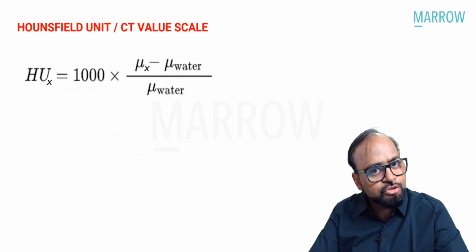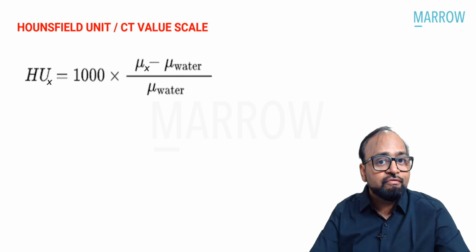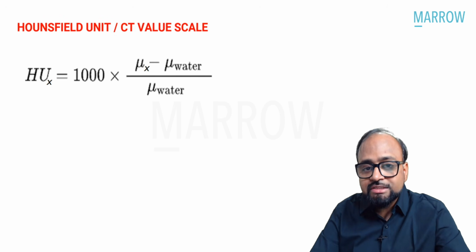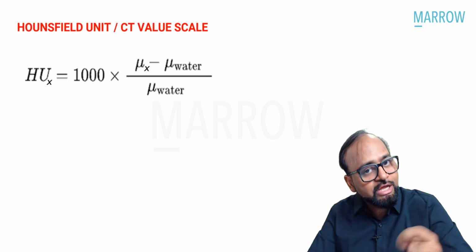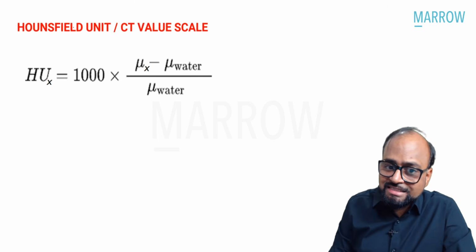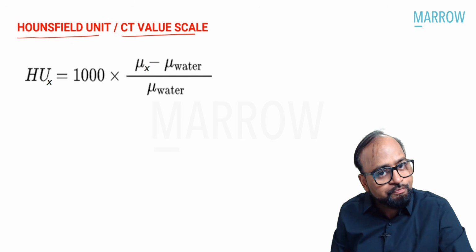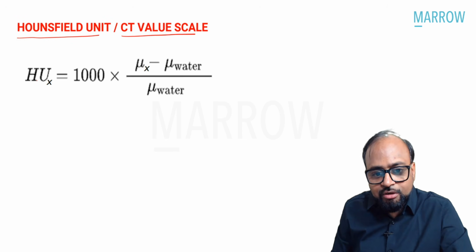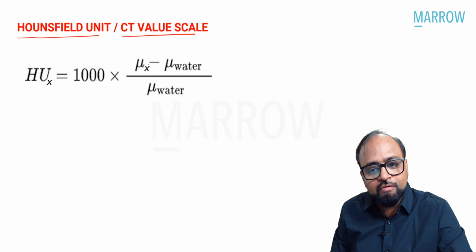Now that we know the basics of CT scan, let us look at the Hounsfield unit scale or CT value scale. On a CT scan image, each and every tissue in the body is given a numerical value. This numerical value given to that particular tissue is called its Hounsfield unit value or CT value. How is it calculated? The Hounsfield unit value of that tissue X is equal to 1000 multiplied by mu of X minus mu of water, divided by mu of water.